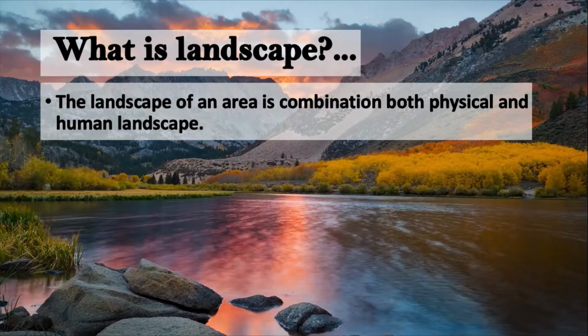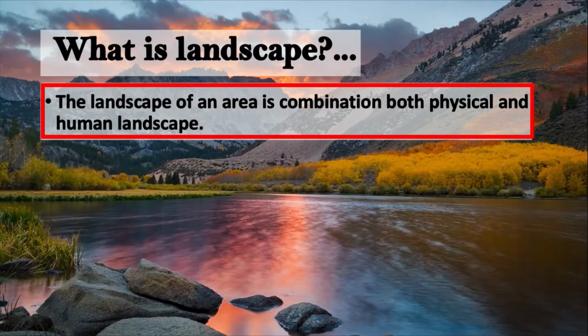As well, man adapts and changes his behaviors and activities according to the natural conditions of the environment. So, it is the landscape that combines the natural environment and the human activities built on it. Therefore, the landscape of an area is a combination of both physical and human landscape. You should remember this.